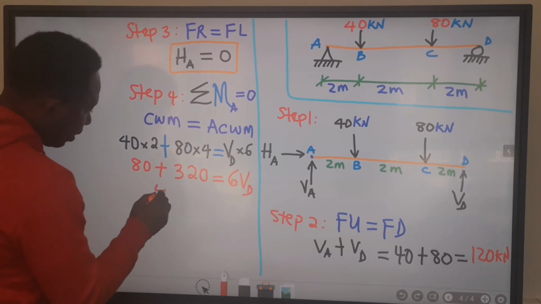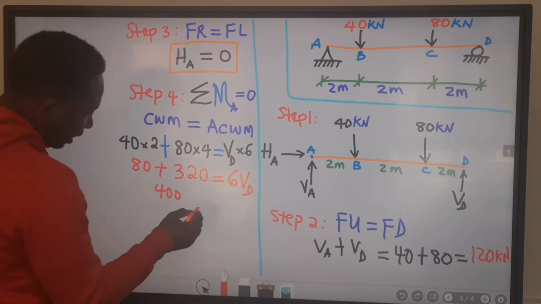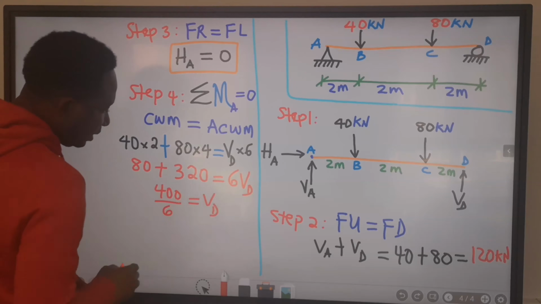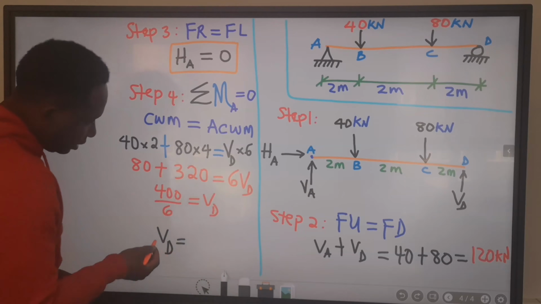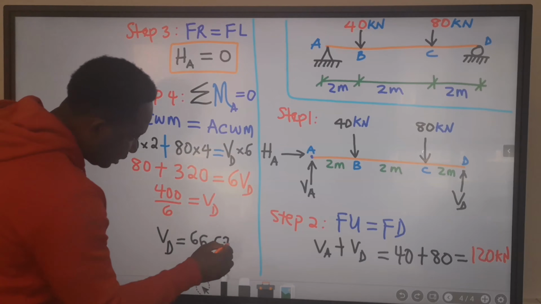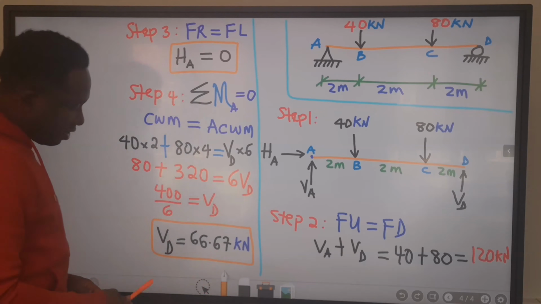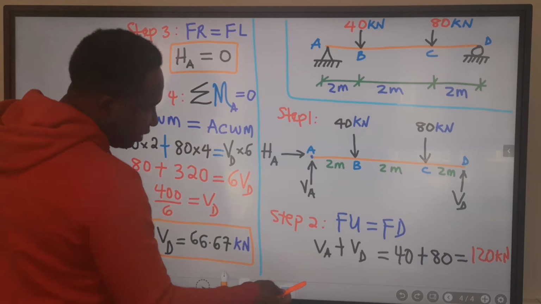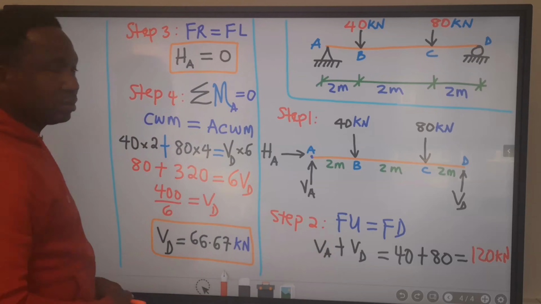Next, here we have 400. I want this 6 to leave here, and on the other side it will divide, leaving V subscript D isolated on the other side. And V subscript D will give us 66.67 kilonewton. Now we have found the value of V subscript D. Next, let's look for the final reaction force, V subscript A.